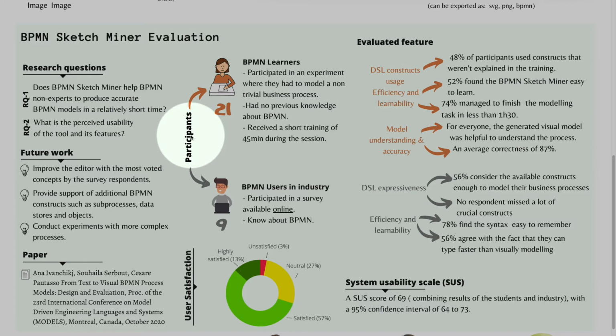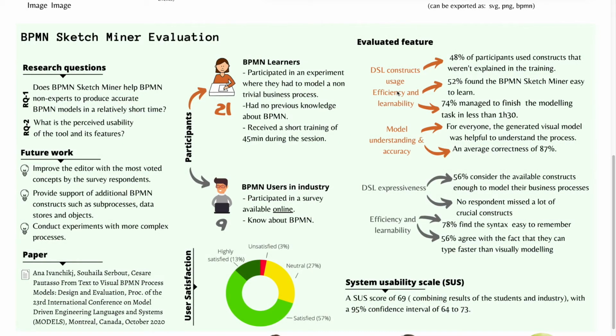This evaluation was conducted with two types of participants: 21 students who participated by resolving a process modeling exercise using the tool. These apprentices had no previous knowledge about BPMN, but they received at the beginning of the session a brief training of 45 minutes about BPMN and about how to use the tool and where to find the documentation in case they felt they needed it. And 9 BPMN users in industry who participated by means of a survey available online and who know about BPMN.